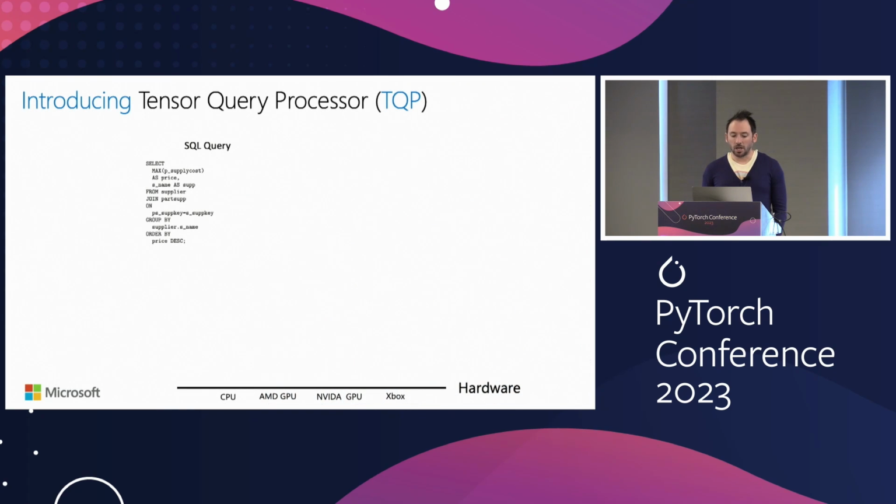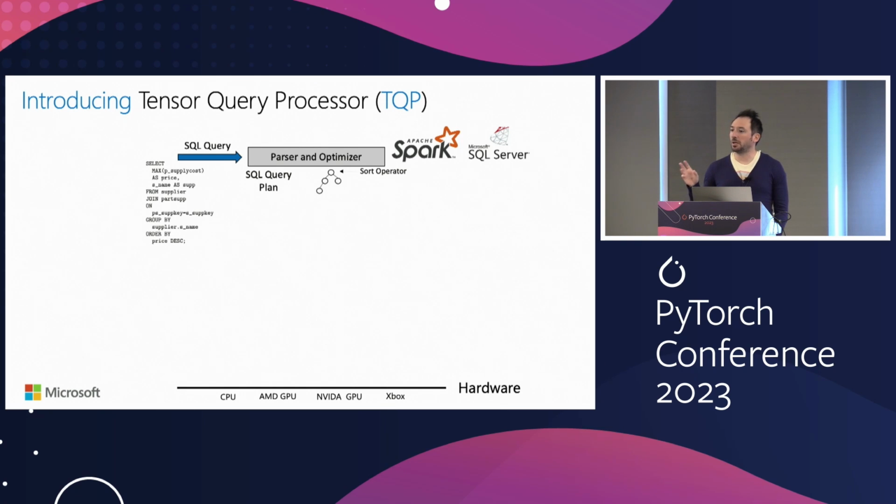Next, about how we go from SQL queries into something that can be executed on hardware accelerators. So we start with the SQL query. We have a parse and optimizer step that basically uses external systems such as Apache Spark and SQL Server to take the SQL query, parse it, optimize it, and generate a physical plan composed of physical relational operators. So this plan is just a DAG, right?